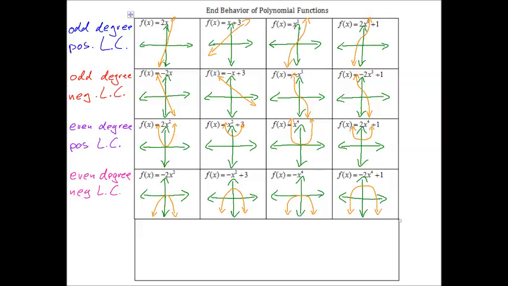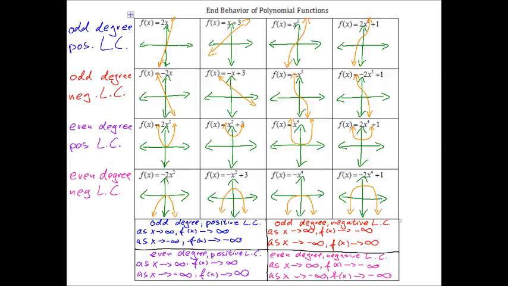Let's now take a closer look at the end behavior of those functions, and let's use that box down here to summarize our findings. And again, I have already done that work for you. You only have to copy it. So let's go ahead and go through the four different cases. If we have a function with odd degree and positive leading coefficient, then the end behavior is as x goes to infinity, f of x goes to infinity, and as x goes to negative infinity, f of x goes to negative infinity.